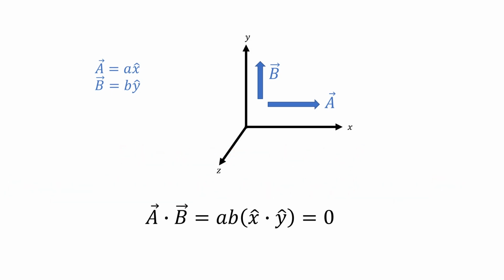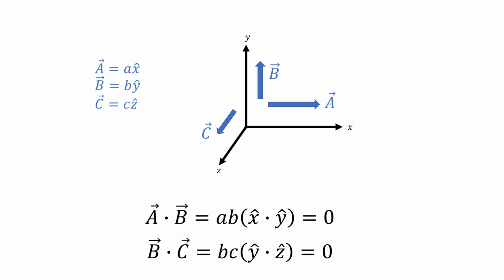Taking the dot product of vectors A and B does not give insight into how the vectors are oriented. If there was a vector in the z direction, vector C equals C z hat, the dot product between vectors B and C will also be 0. The orientation of vectors A and B is different than the orientation of vectors B and C. Vectors A and B lie parallel to the xy plane, while vectors B and C are parallel to the yz plane. We could not infer that from only seeing the results of these dot products.